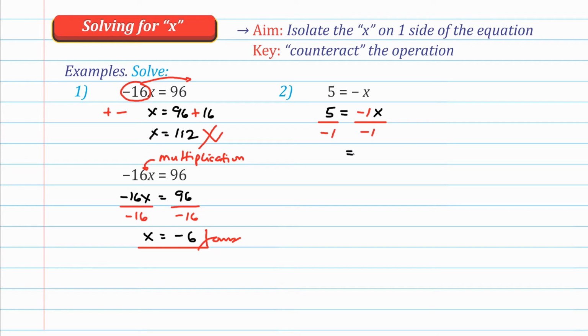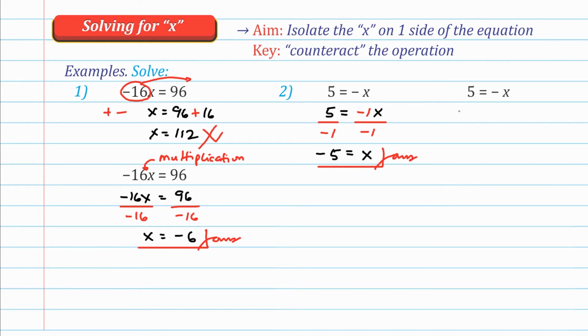Now, anong mangyayari? Negative 1 divided by negative 1 cancel, leaving just x on the right side. And on the left side, simplify. Positive divided by negative, it's negative. 5 divided by 1 is 5. Therefore, we have isolated x, and x is equal to negative 5.